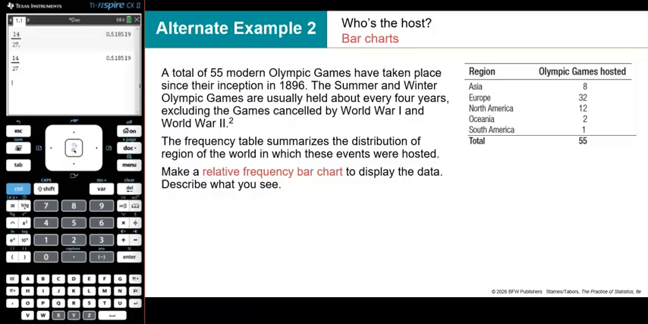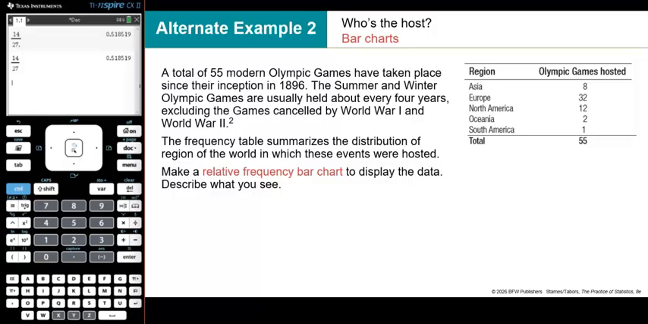So a total of 55 modern Olympic Games have taken place since the inception of 1896. The Summer and Winter Olympic Games are usually held about every 4 years, excluding the games canceled by World War I and World War II. Frequency tables summarize the distribution of the region of the world in which these events are hosted. Make a relative frequency bar chart to display the data.